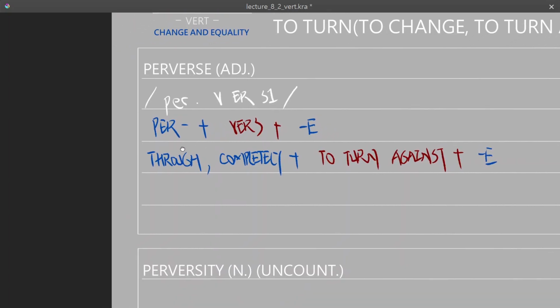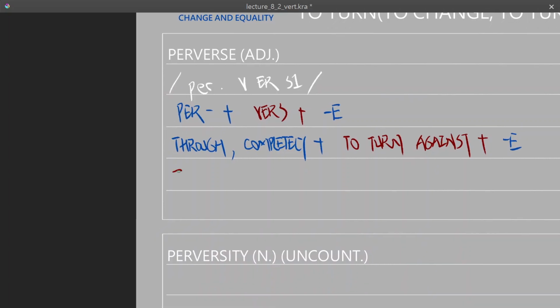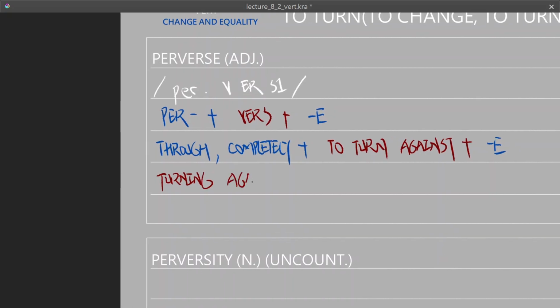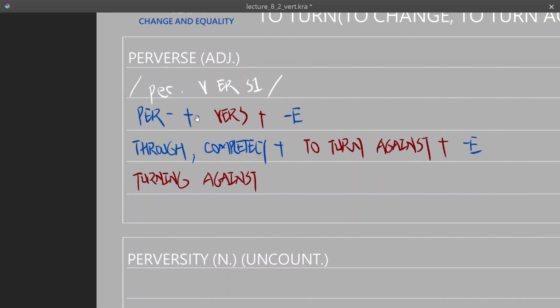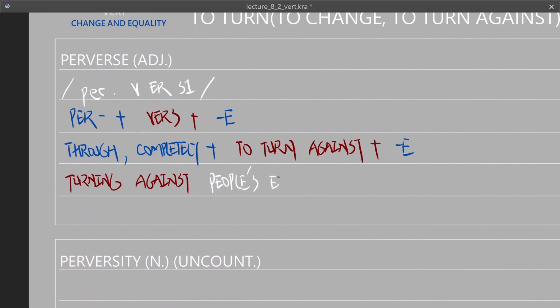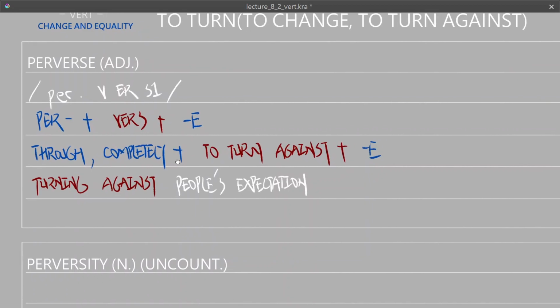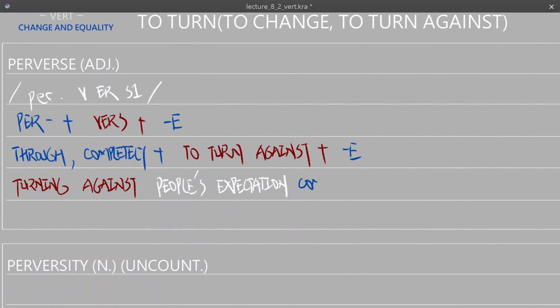So perverse literally means turning against something. Let's say specifically people's expectation. Completely turning against people's expectation.